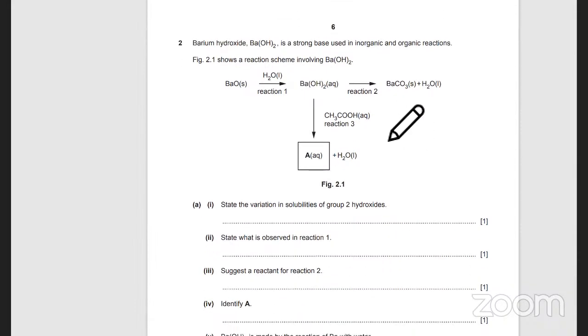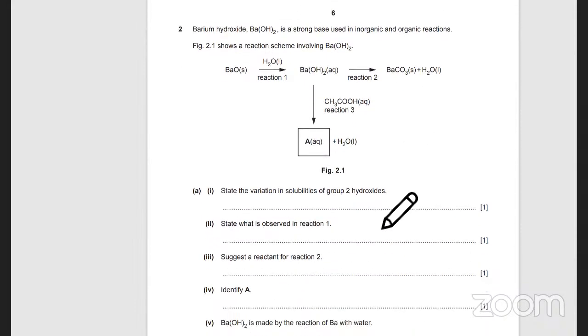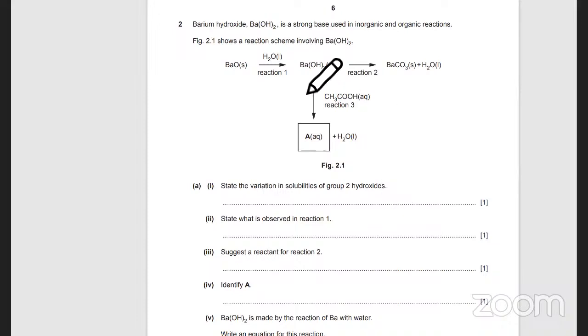Okay, next part. This is the latest paper. You've got to state the variation in solubilities of group 2 hydroxides. What happens to group 2 hydroxides when you go down the group? Do they become more soluble or less soluble? I think they become less soluble.